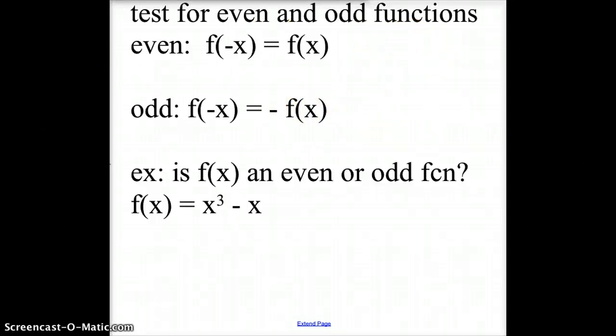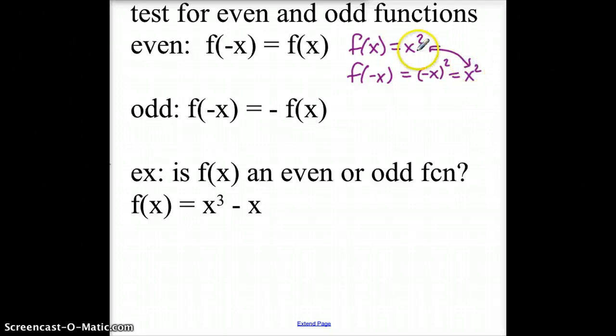So for example, if we have the function f of x equals x squared, if I plug a negative in wherever there's an x, that negative goes inside of the function, so it's inside of the squaring, it's being squared. A negative squared simplifies to positive x squared. Since it matches the original, the function x squared is even. Notice the power is even too. So that's a good hint. If the highest power in the function is even, you might have an even function.